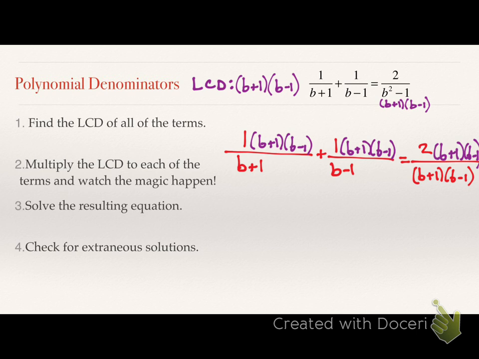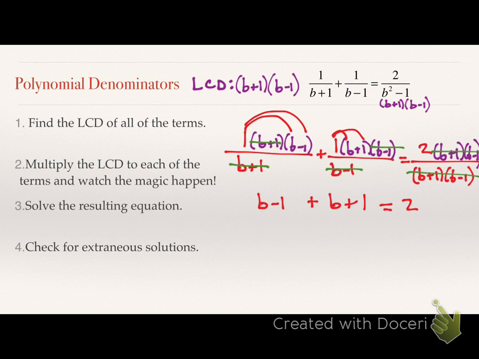Starting on the far left-hand side, I have common factors of b plus 1 in the top and bottom. And if I go ahead and distribute that 1 there, all I'll have is a b minus 1. In the second fraction now, I've got common factors of b minus 1 that cancel out. Again, if I distribute that 1, I'll just have b plus 1. All the way on the right-hand side, everything there cancels out, leaving us with just a 2.